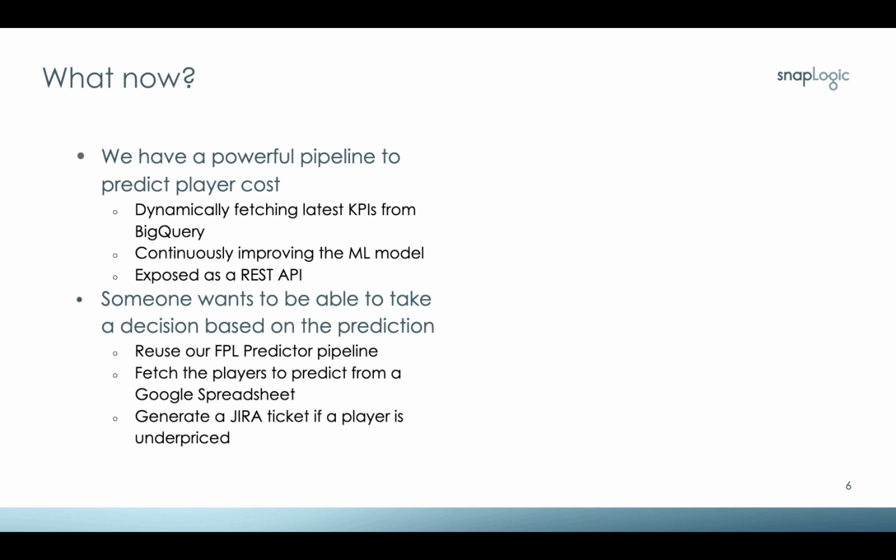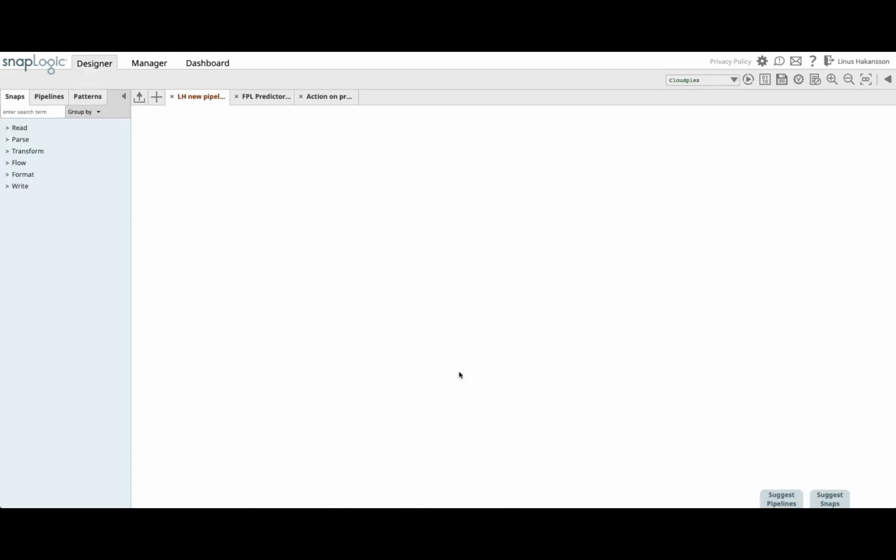So our end goal is, if a player is predicted to cost more, according to our model, than they actually are priced in the game, we want to have the pipeline automatically generate a Jira ticket for us to bring that player into our team. So back in SnapLogic, we now want to create a pipeline to do this.